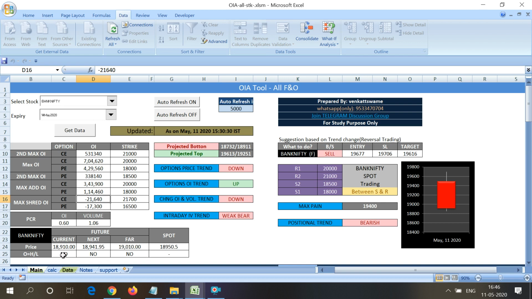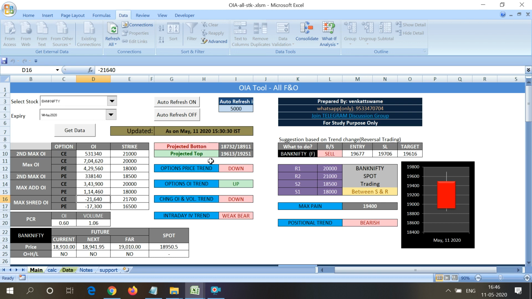Now we have three futures here: current month, next month, far month, and spot, of course. And here I have shown if open is equal to high, or if open is equal to low, it will show that. If it is open is equal to high, it will show open is equal to high, and if we find open is equal to low, it will show open is equal to low. If there is nothing, it will show no.